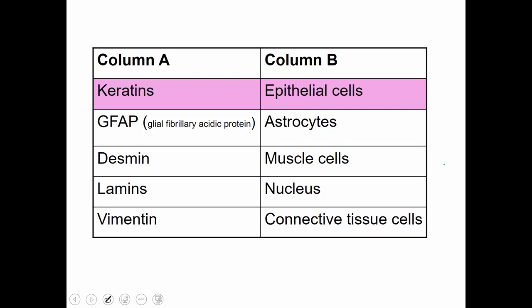So from now on, in medical practice, if someone says stain using keratin, what tissue are you going to be looking for? Epithelial cells. Anytime you see epithelial staining, that's where you'll be using keratin. And we have a lot of examples in the book. All of these will come up, even astrocytes with GFAP. We have a new section this year with GFAP staining so you can recognize the astrocytes. And every lecturer will highlight this.